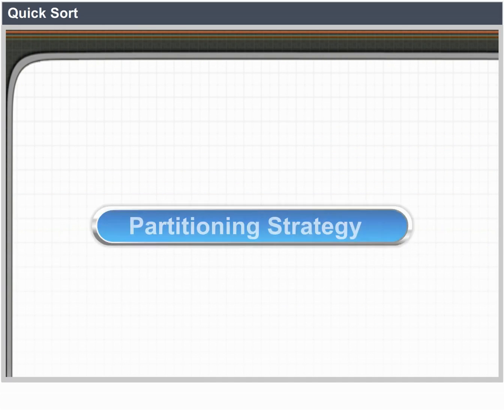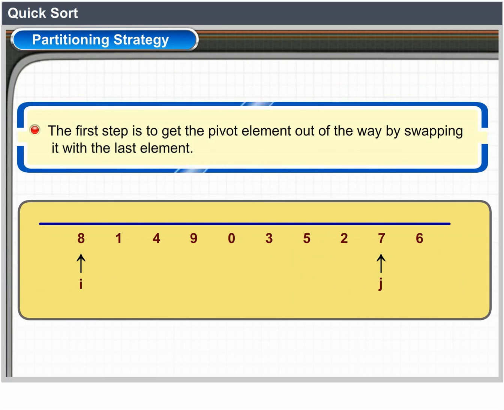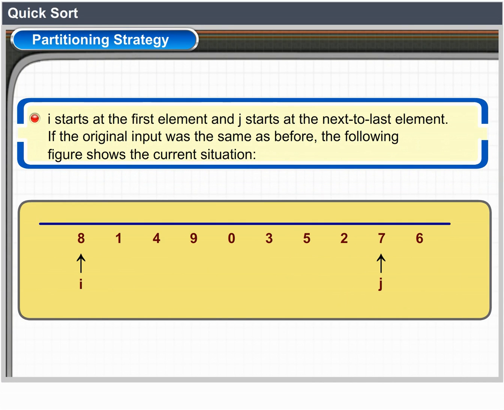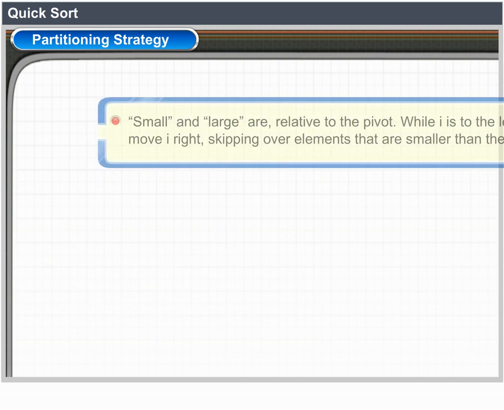Partitioning strategy. The first step is to get the pivot element out of the way by swapping it with the last element. I starts at the first element and J starts at the next to last element. If the original input was the same as before, the following figure shows the current situation. What the partitioning stage wants to do is to move all the small elements to the left part of the array and all the large elements to the right part. Small and large are related to the pivot.